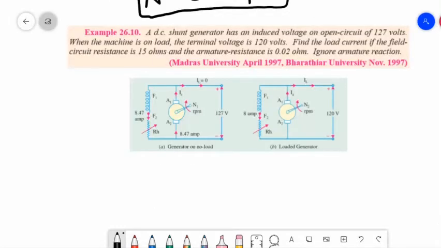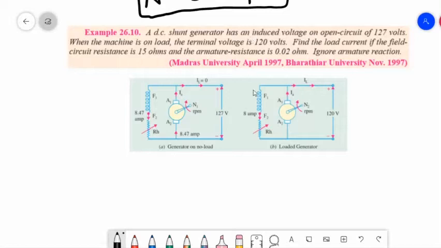So example number 3. A DC shunt generator has an induced voltage on open circuit of 127 volts. When the machine is on load, the terminal voltage is 120 volts. Find the load current if the field circuit resistance is 15 ohms and the armature resistance is 0.02 ohm. So ignore armature reaction.